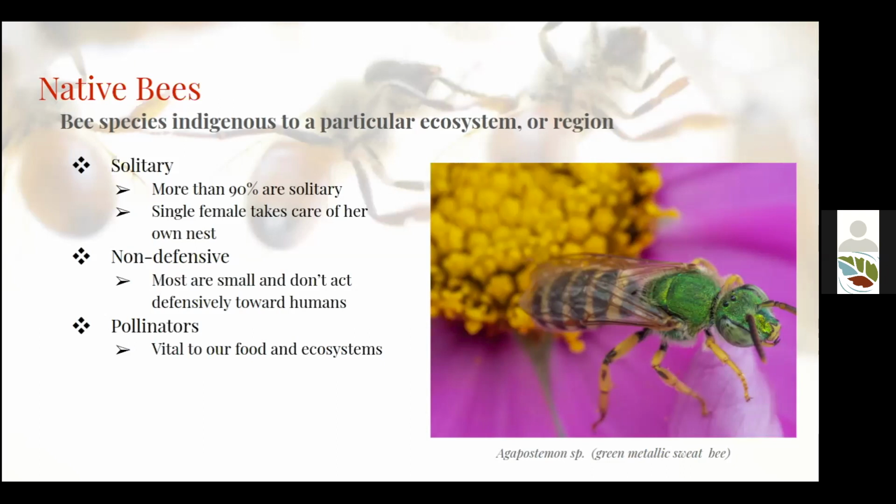Most of them are very non-defensive. All female bees do have stingers, but they're very slow to use them or to react with them. Most are really small and will not act defensively toward a larger predator.